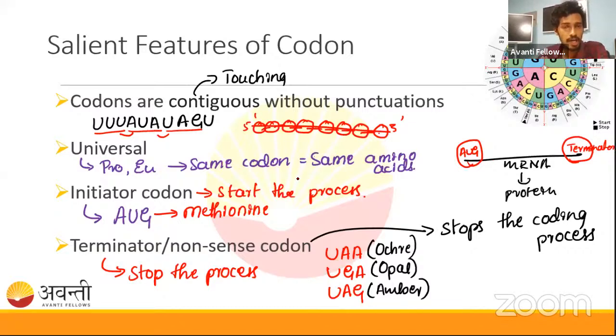Codons are contiguous, meaning without punctuation. They are universal, that means everywhere is the same. There is an initiator codon which initiates the process, and there are also terminator codons, which stop the process of translation. So these are some of the salient features of the codon. Normally they will ask any one of the salient features.